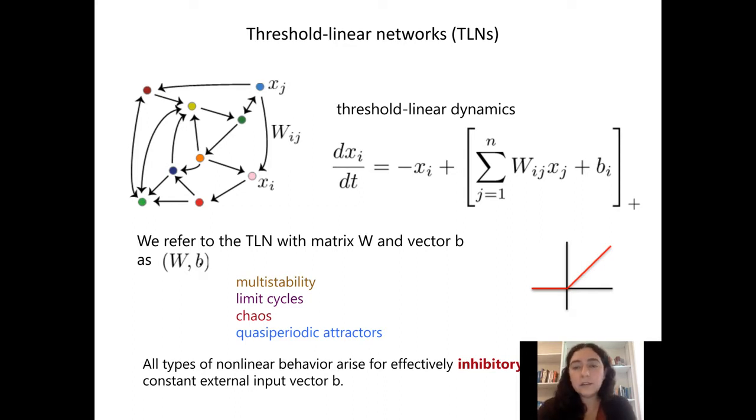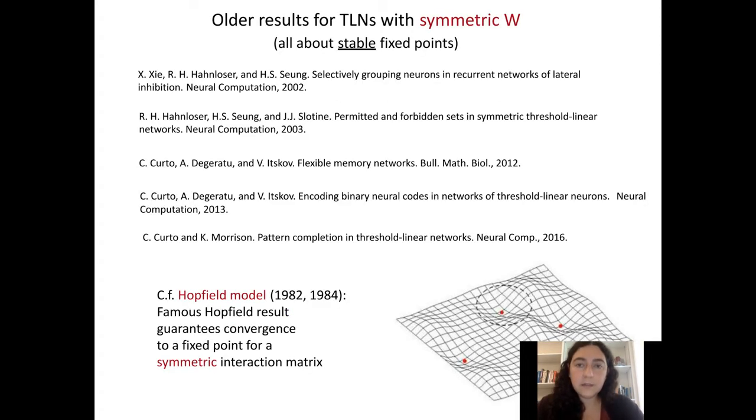These threshold linear networks, remarkably, can generate all kinds of nonlinear dynamics, including multi-stability, like multiple stable fixed points or multiple attractors, limit cycles, chaos, and even quasi-periodic attractors. Moreover, all these different kinds of dynamics arise for effectively inhibitory W and for a constant external input. These networks have been studied a long time in neuroscience, and they've been used to model a really wide variety of dynamic behavior.